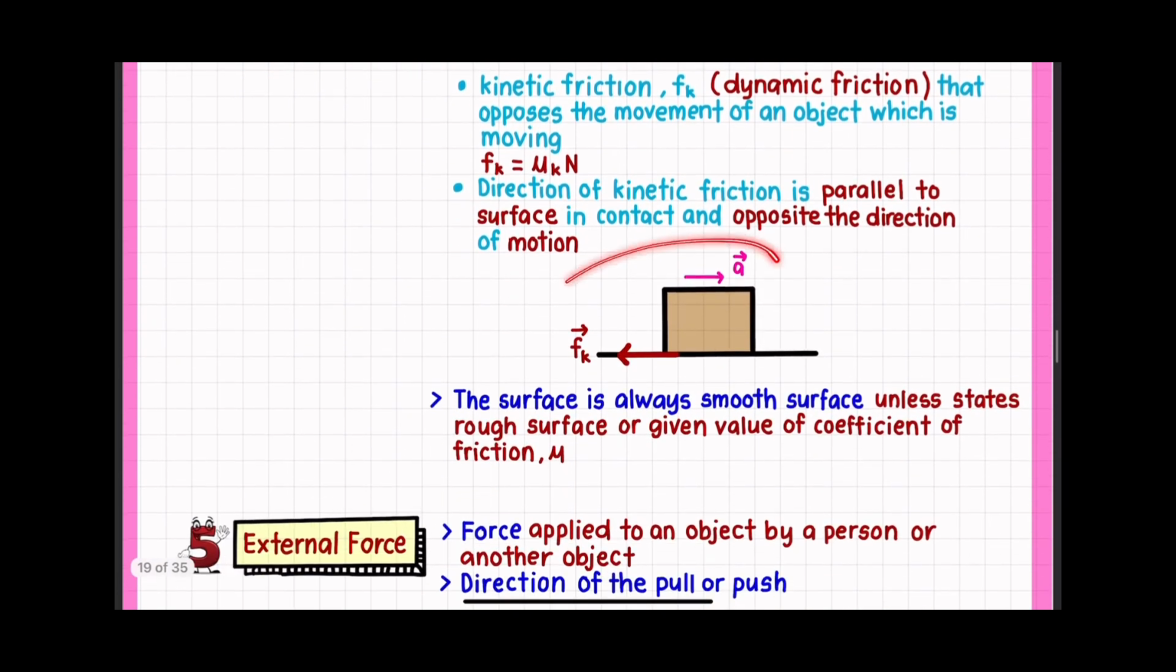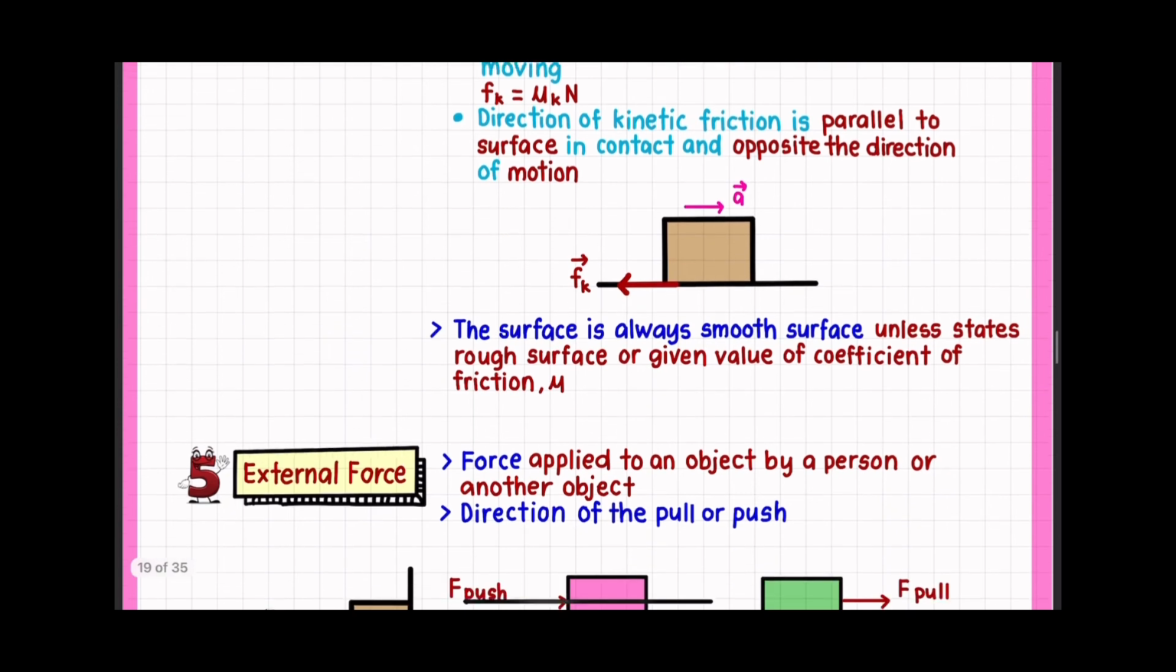Okay, so kat sini awak dah tahulah blok bergerak ke kanan and then friction will oppose the motion. Friction akan oppose the motion of acceleration. So dia akan ke kiri.